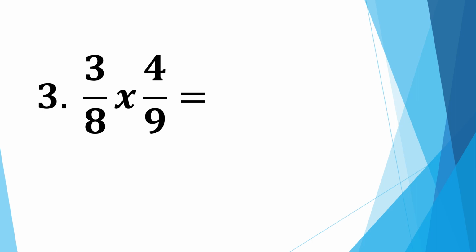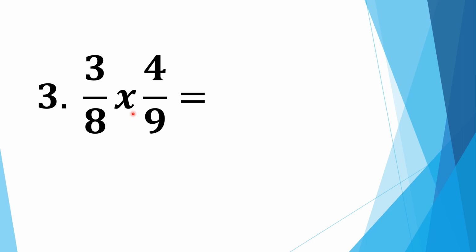Number 3, 3 over 8 times 4 over 9. First, let us simplify the fractions using the cancellation method. Cancelling fractions is also called simplifying fractions. A fraction can be made simpler by dividing the top and bottom by the same number. Both the top and bottom must divide evenly for you to simplify fractions. Let us divide the numbers by its greatest common factor.